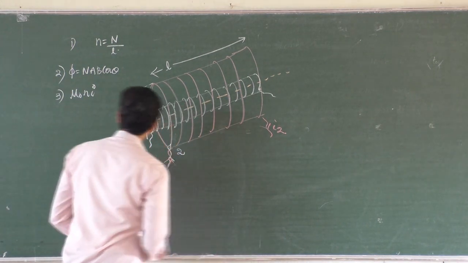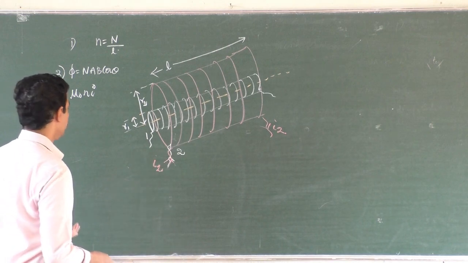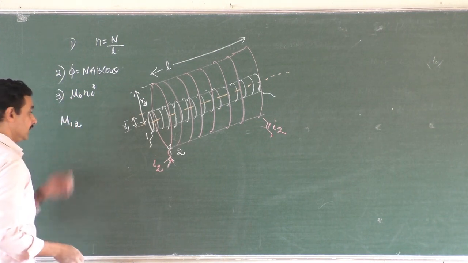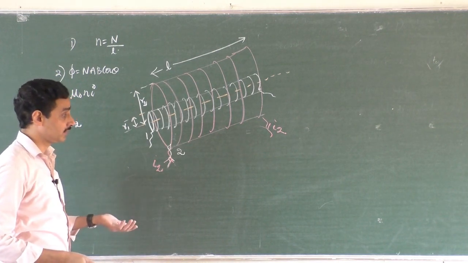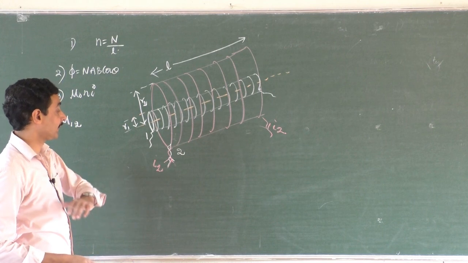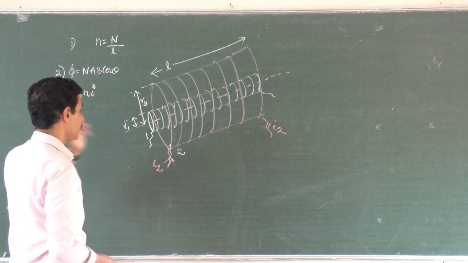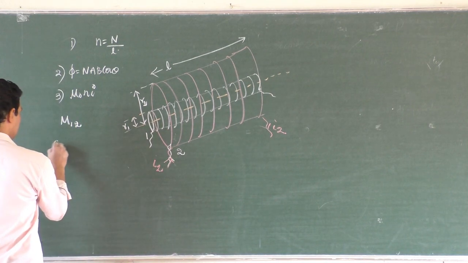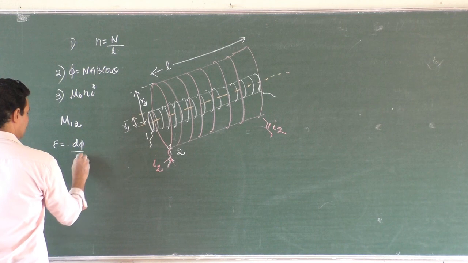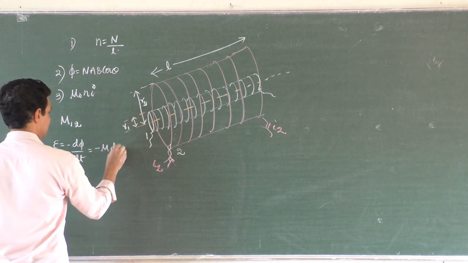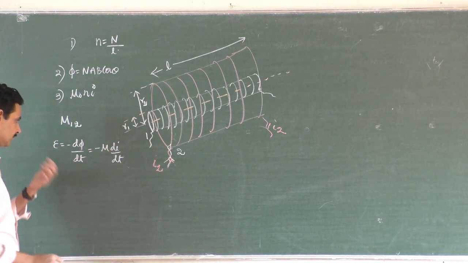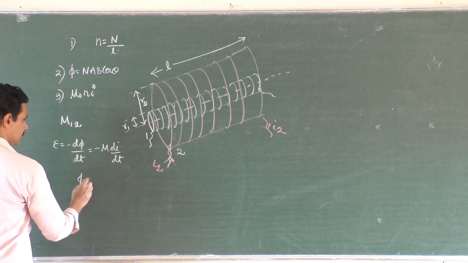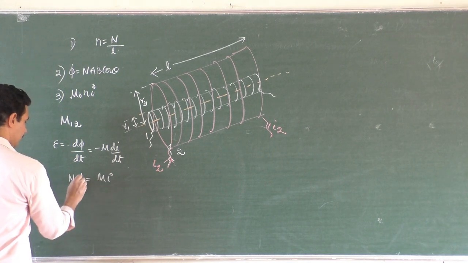Now we are finding the mutual inductance of the first coil with respect to the second coil. That means the second coil is producing a magnetic field and supplying it to the first coil, which is inducing EMF in itself. Now you know E is equal to minus d phi by dt, and that is equal to minus M di by dt, because d phi by dt is directly proportional to di by dt. If you integrate this, you will get phi is equal to M i. But if you want more number of turns, you have to include that.